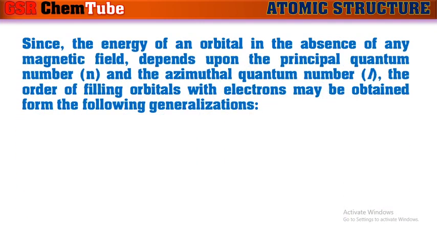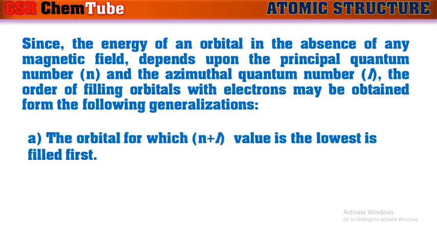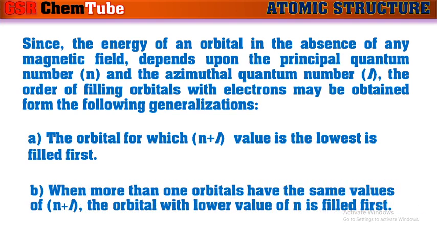Since the energy of an orbital in the absence of any magnetic field depends upon the principal quantum number value n and the azimuthal quantum number value l, the order of filling of orbitals with electrons may be obtained from the following generalization also. That is, the orbitals for which the n plus l value is lowest are filled first. When more than one orbital has the same value for n plus l, then the orbitals with the lower n value are filled with electrons first.